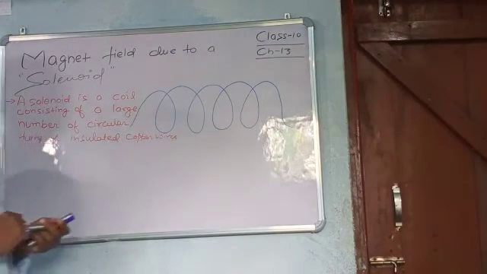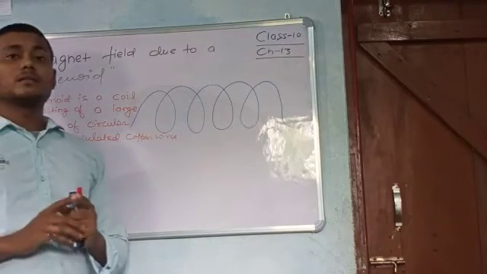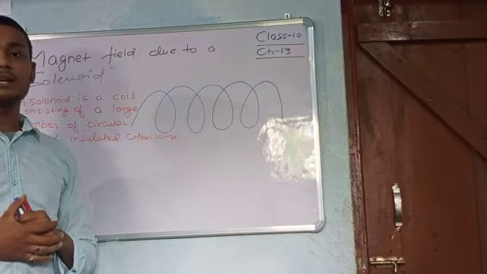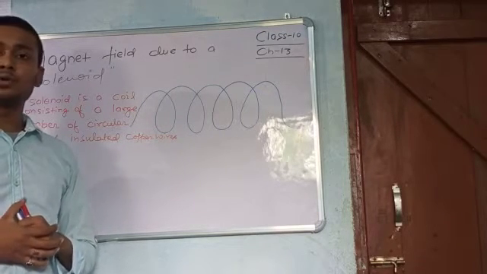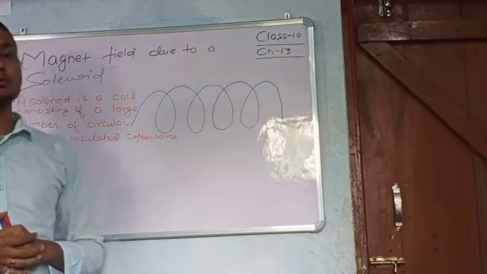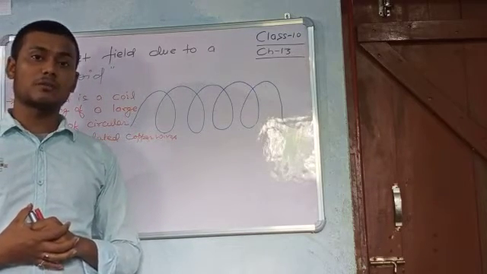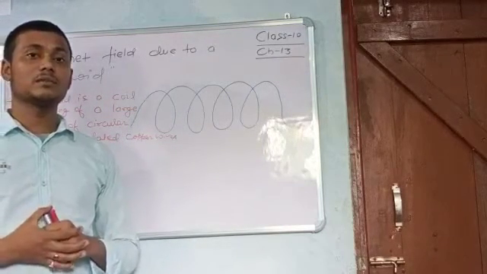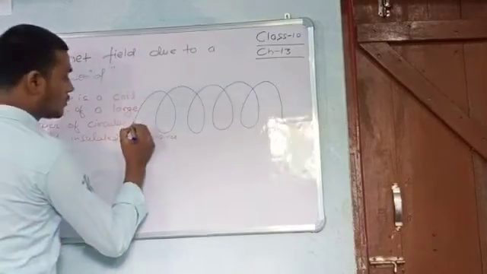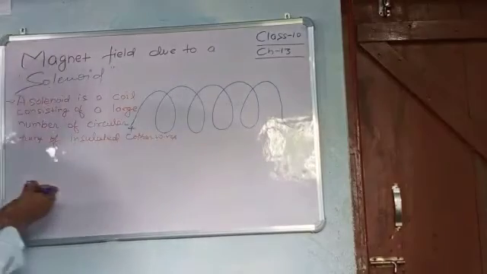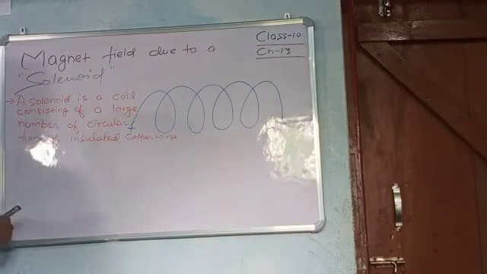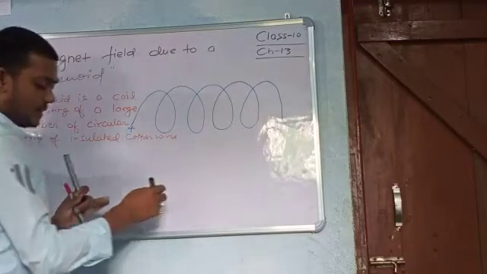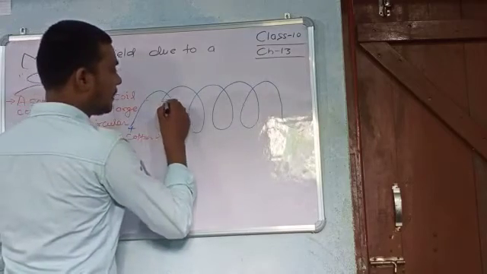Whenever current flows in a solenoid, it behaves like a magnet. If it behaves like a magnet, it produces a magnetic field, and it produces magnetic field lines. So what is the structure of the magnetic field lines? Let us see. So this is plus and this is minus. The magnetic field inside the solenoid is parallel.